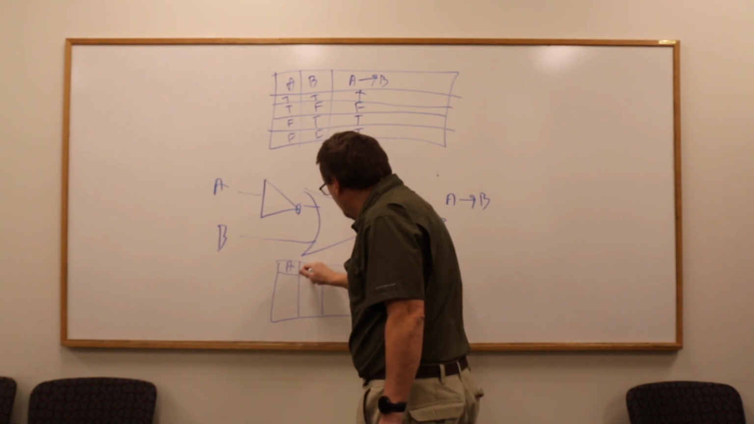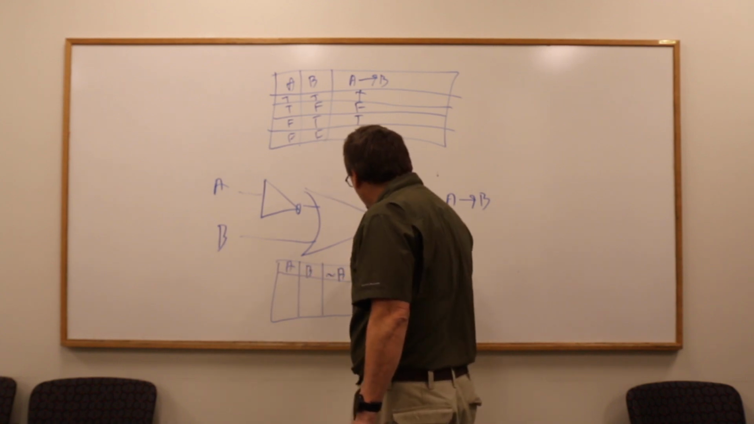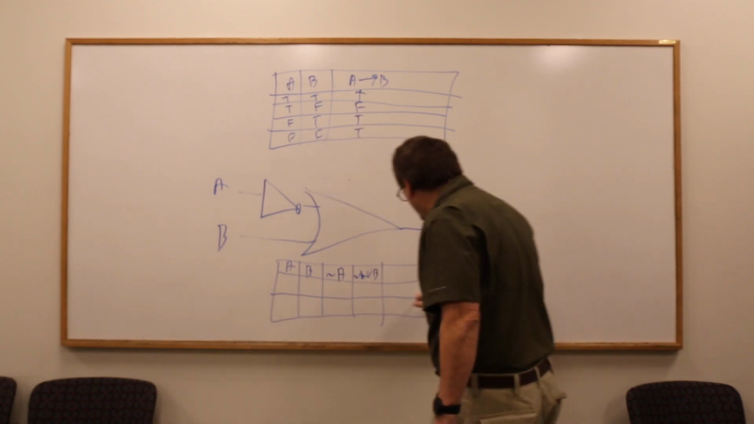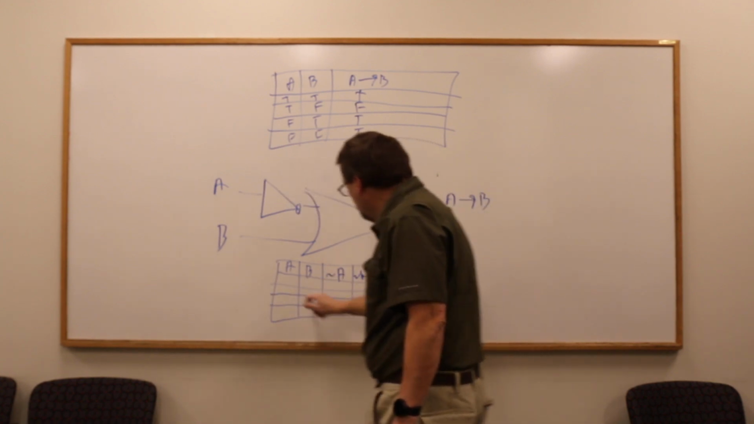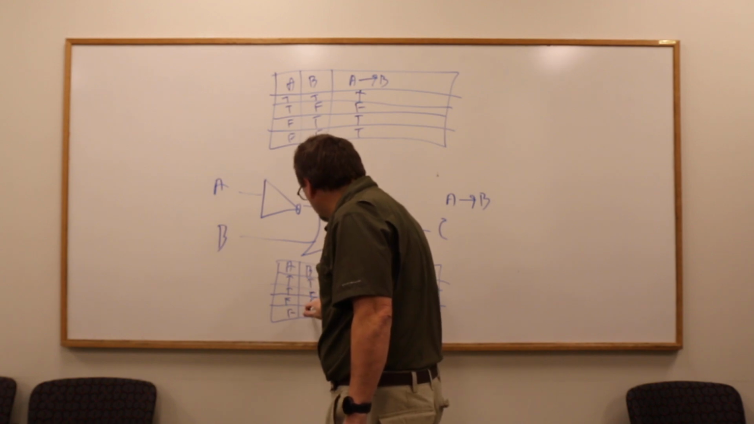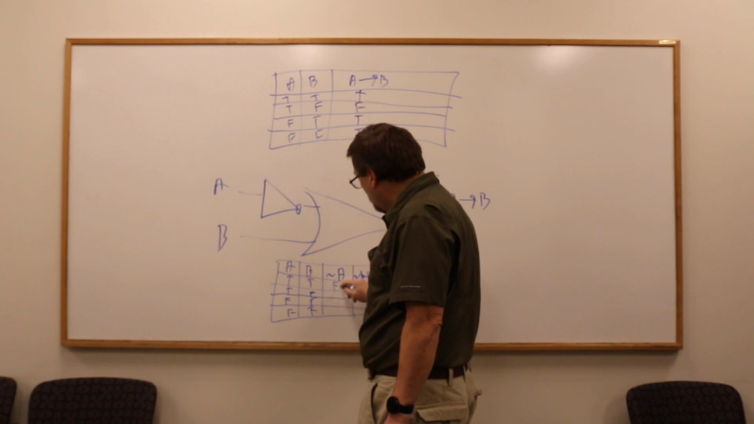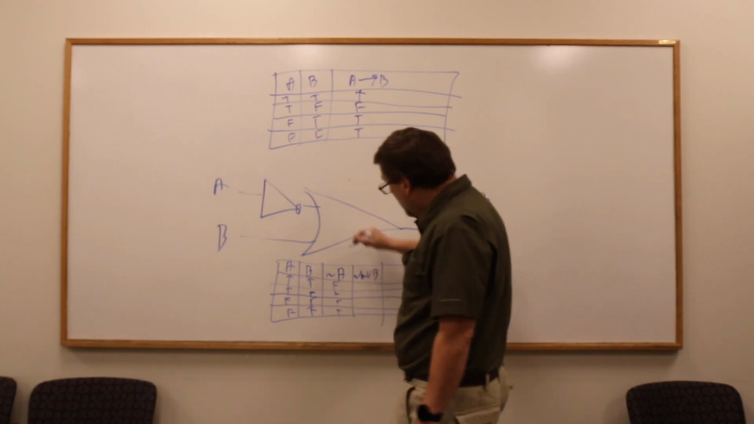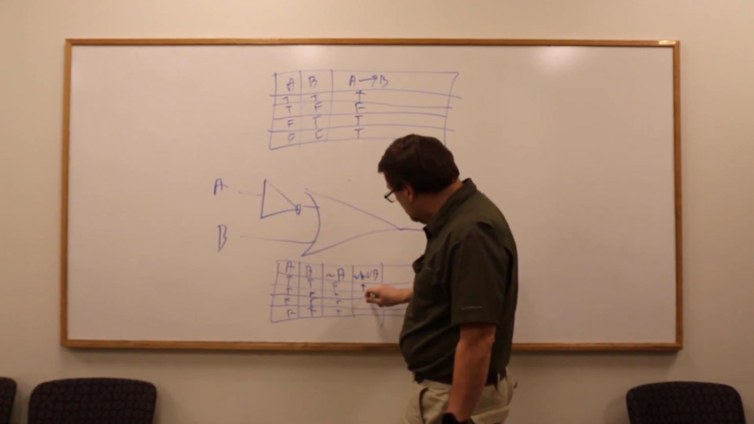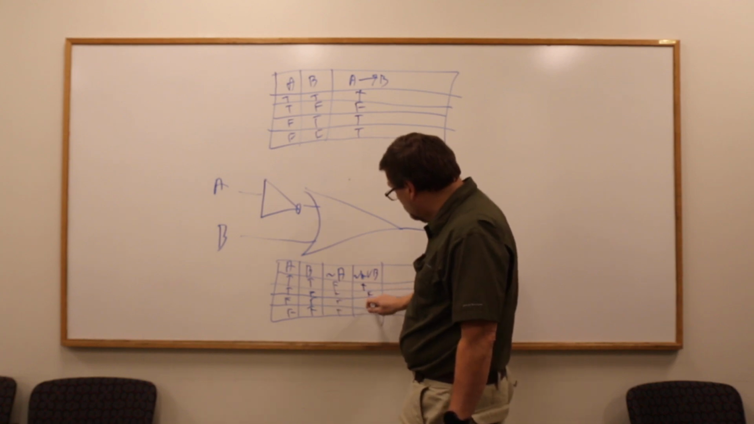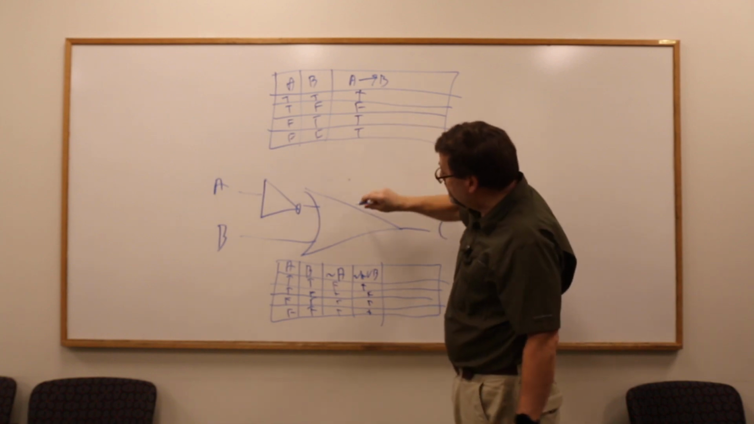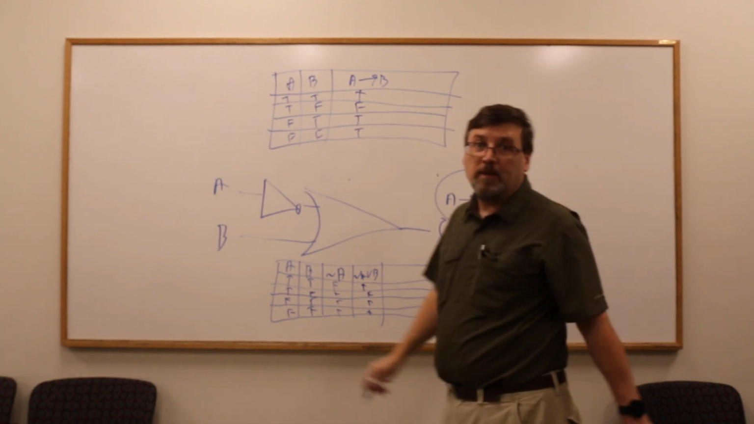And we have A, B, NOT A, and NOT A or B. And we have true, true, false, false, true, false, true, false. NOT A is going to be false, false, true, true. And NOT A or B, we have false or true is true, false or false is false, true or true is true, true or false is true, and we end up with true, false, true, true. So this circuit is equivalent to if A, then B.